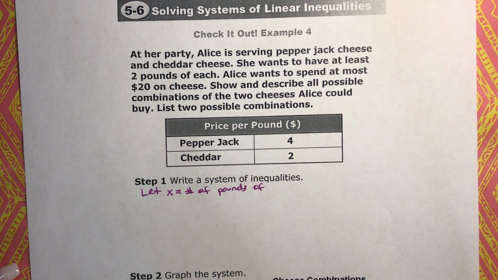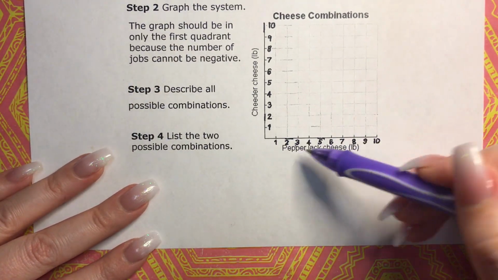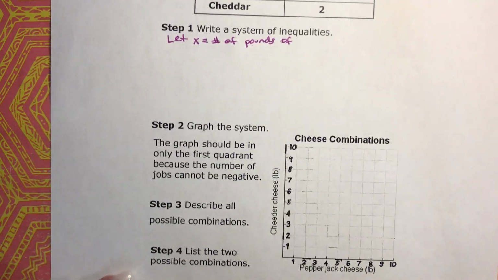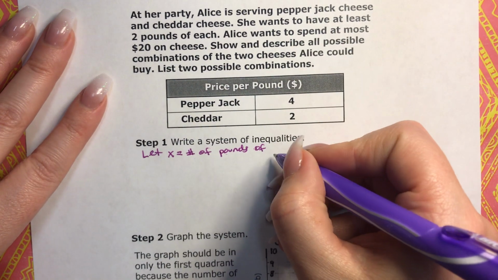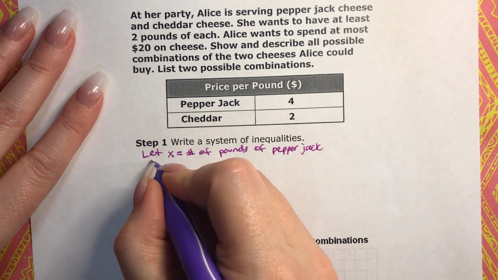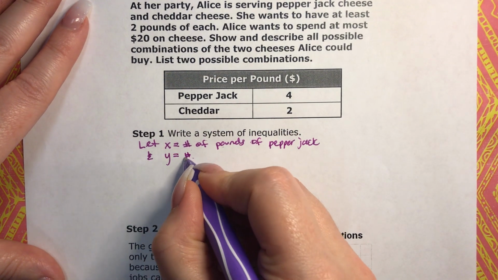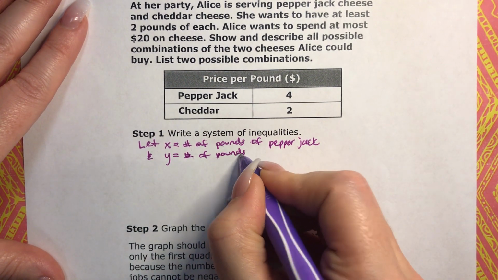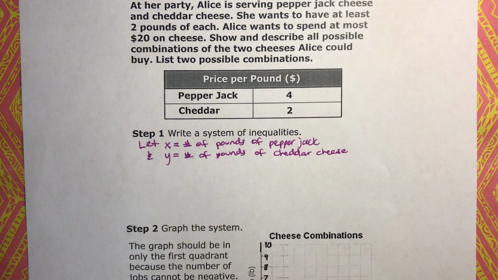of pepper jack. And if you look down here, I would really make sure this is the x-axis, right? So make sure that your x is pepper jack, or else it's going to mess the whole graph up. So x is going to represent the pounds of pepper jack. And y, and notice what's on the y-axis, it's cheddar cheese, right? So y equals the number of pounds of cheddar cheese. All right, so we have our variables defined. Wonderful. Now we just need to write our inequalities.